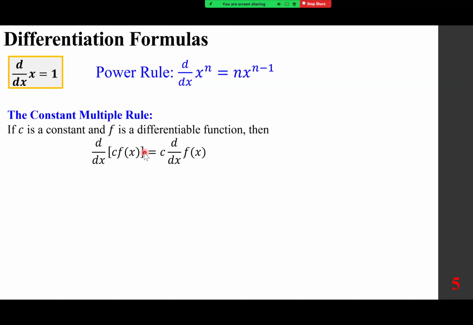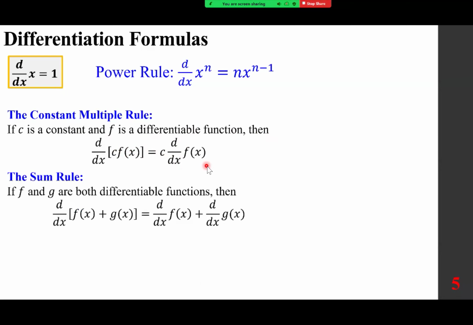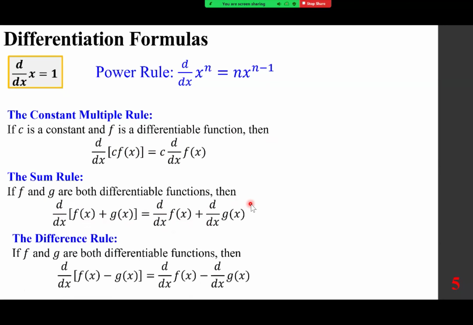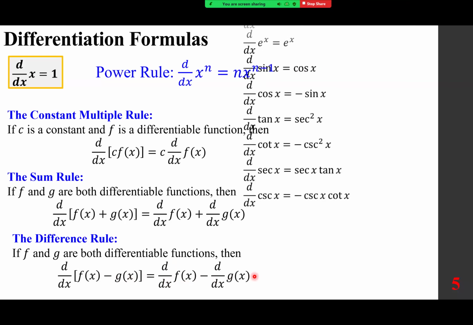Constant multiple: the derivative of c times f of x, where we are assuming f is a differentiable function. You can take the c out and say c d/dx of f of x. The sum rule: in this case, f and g are both differentiable, so the derivative of the sum is the sum of the derivatives. d/dx of f of x plus g of x is d/dx of f of x plus d/dx of g of x. The difference rule says that the derivative of the difference is the difference of the derivatives. So d/dx of f of x minus g of x is d/dx of f of x minus d/dx of g of x.